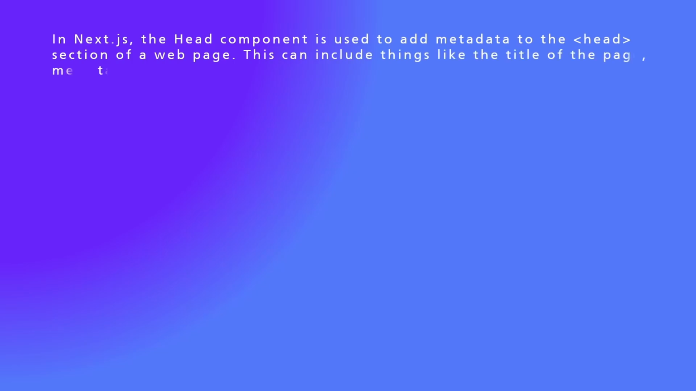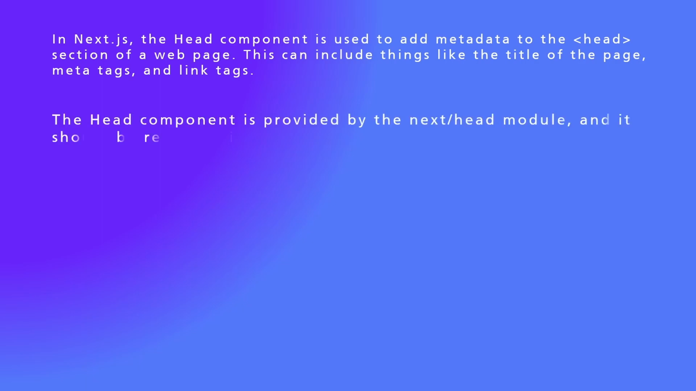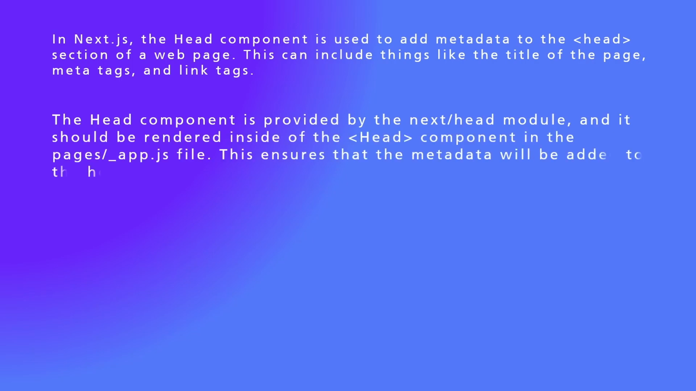In this video, I'm going to explain about the Head component in Next.js. In Next.js, the Head component is used to add metadata to the head section of the web page. This can include things like the title of the page, meta tags, and link tags. The Head component is provided by the next/head module.